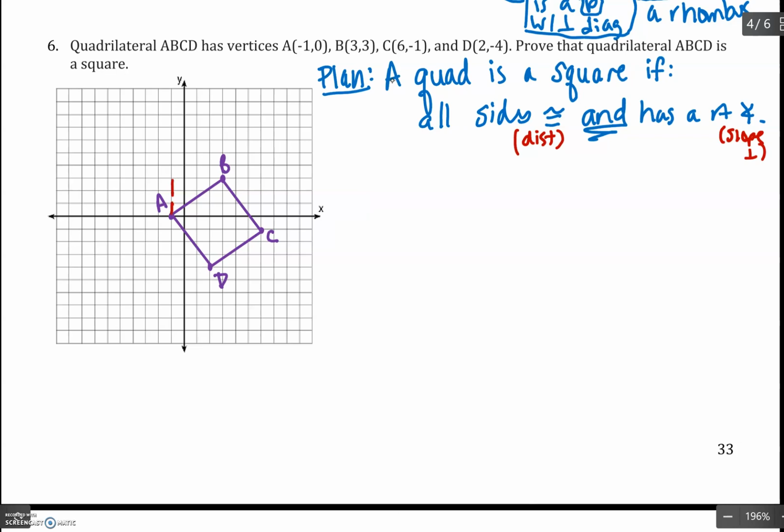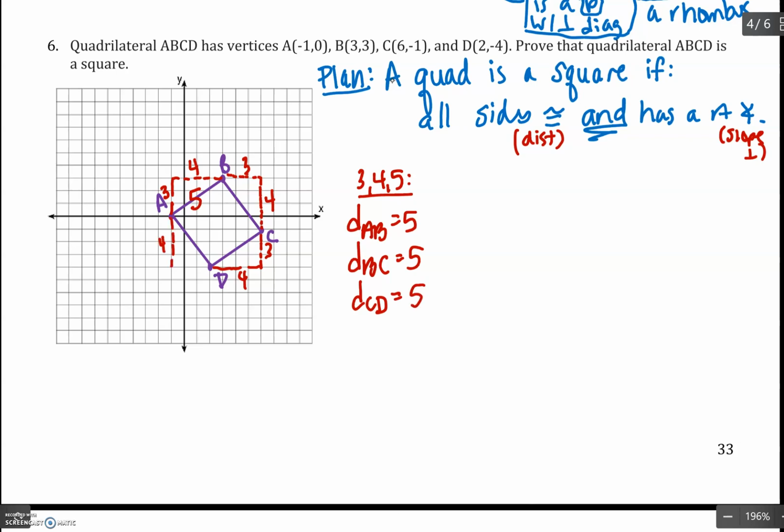1, 2, 3. This is 3 and 4, so I know that has to be 5 because of a 3, 4, 5 Pythag triple. So because of that, I know the distance for AB is 5. 1, 2, 3, 1, 2, 3, 4. And I'm getting lucky because BC is also 5. 1, 2, 3, 1, 2, 3, 4. So is CD. And so is AD. So that triple made my life a lot easier.